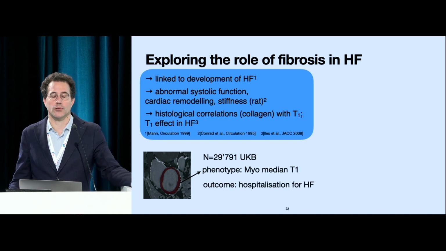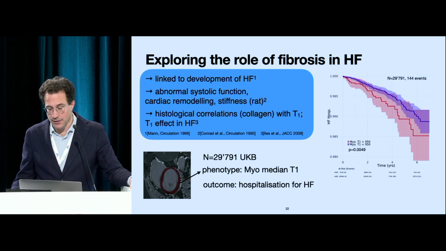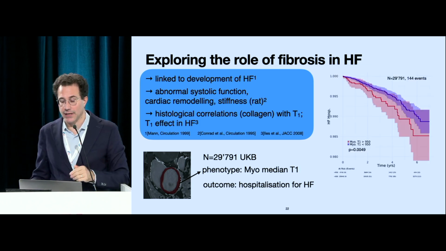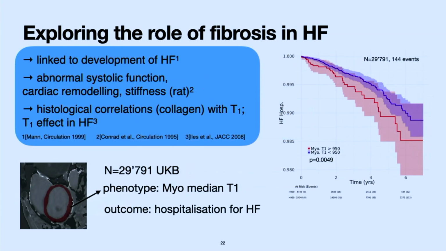Here, a primary outcome of the study is hospitalization for heart failure. And if you look at this, this is on the same 29,000 patients. If you do just a simple cutoff above versus below median for the T1, then you find differentiated survival.